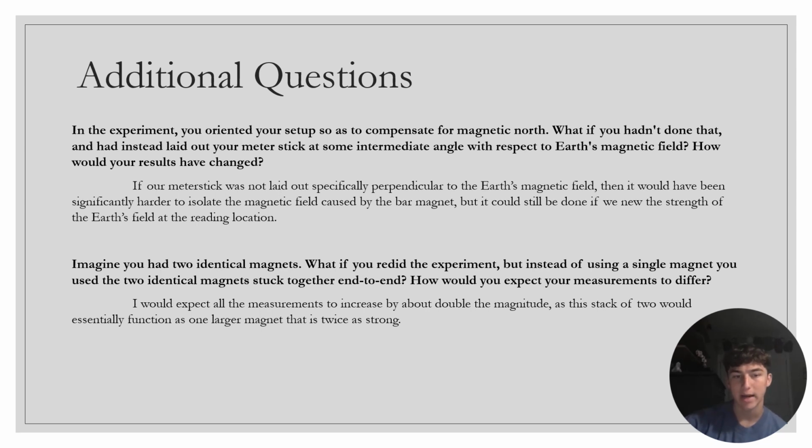If we had two magnets back to back in this experiment, I would expect that all of our measurements would double in magnitude, as a stack of two magnets would essentially function as one larger magnet that was twice as strong.